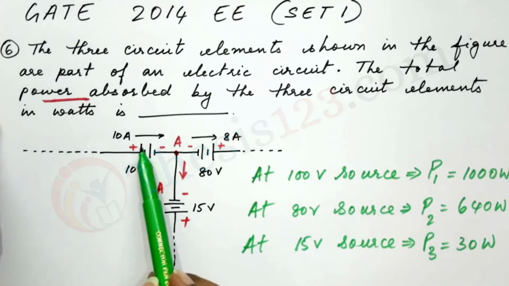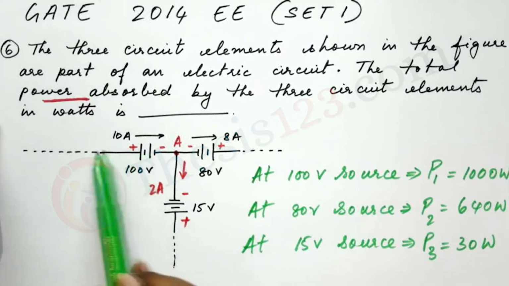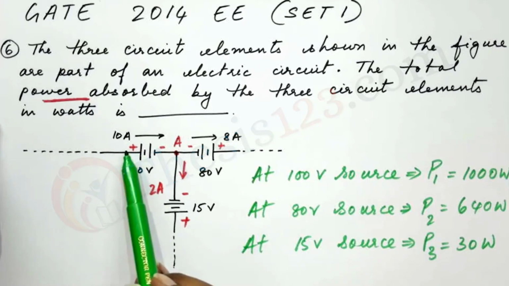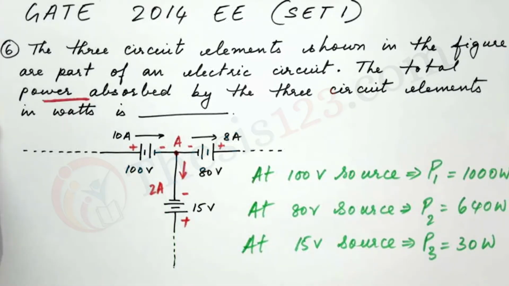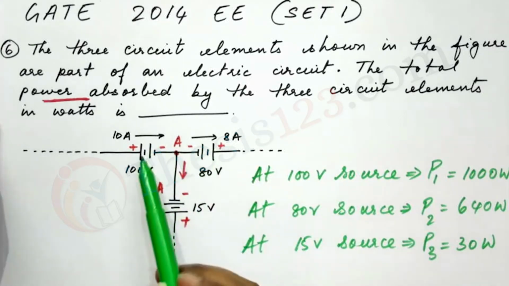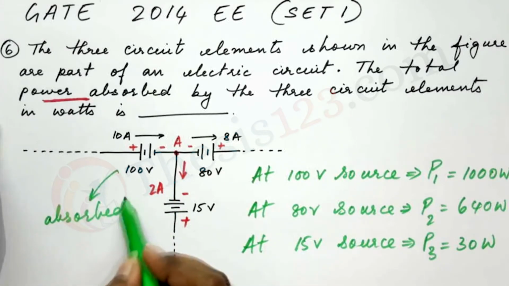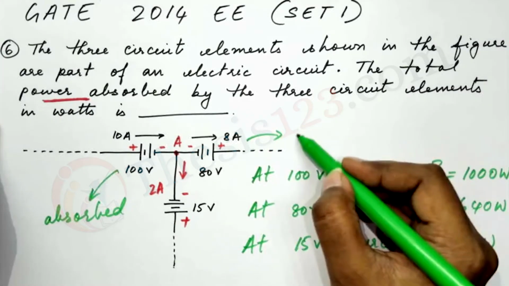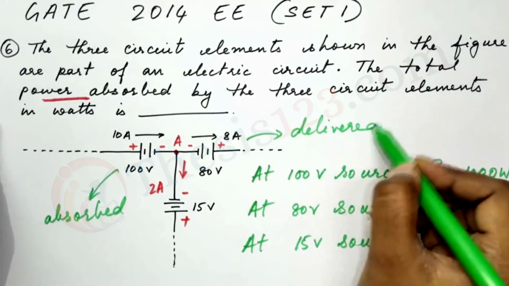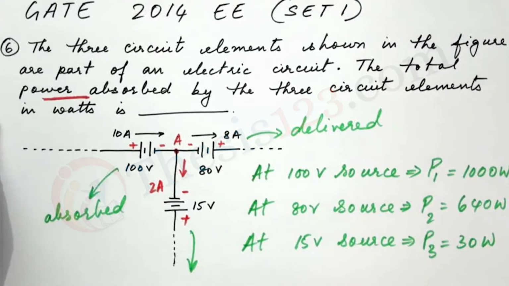Now here we see that the current is passing into the positive polarity of the battery first, right? So that indicates that the power is absorbed. When the current enters the positive terminal of a battery, it indicates that the power is absorbed. Alternately, when the current enters the negative terminal, it means that the power is delivered. So in this case, here it is absorbed, and here it is delivered. And in this case, the power is delivered as well.